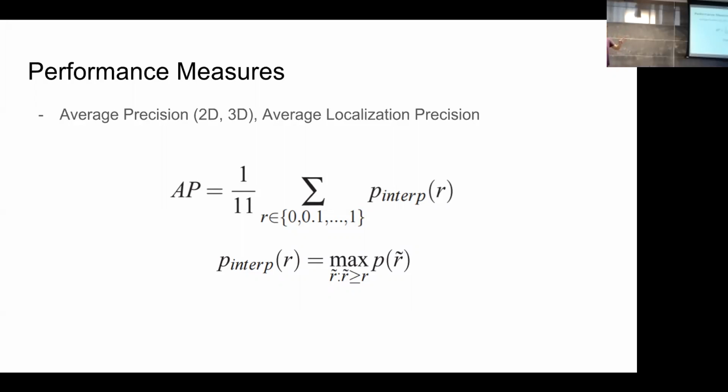Another term we focus on is average localization precision, where, usually in 2D and 3D precision, we work with intersection over union. But for localization precision, we just work with the Euclidean distance of the bounding boxes.